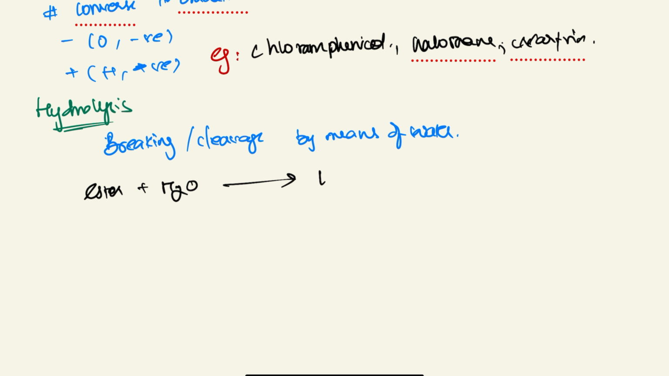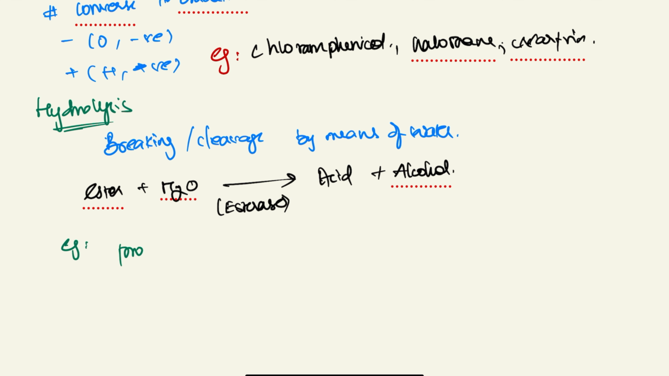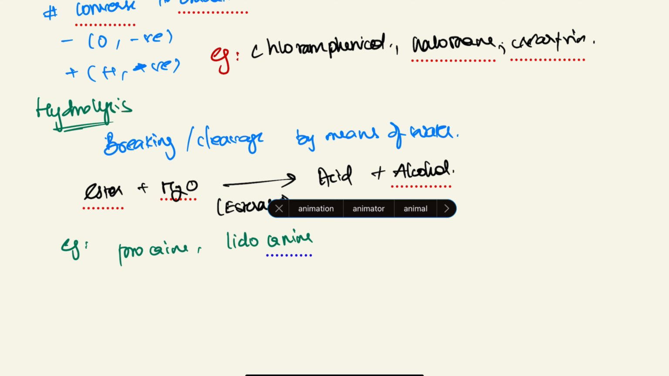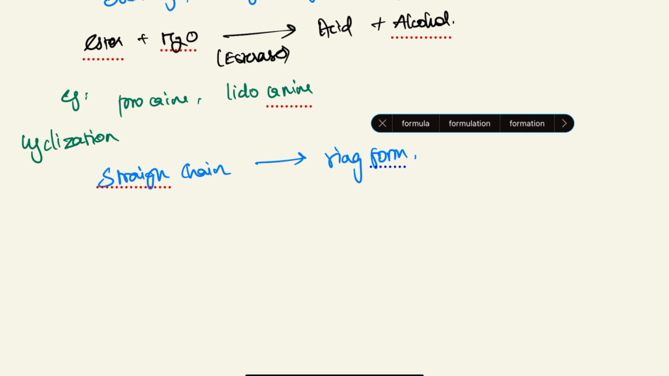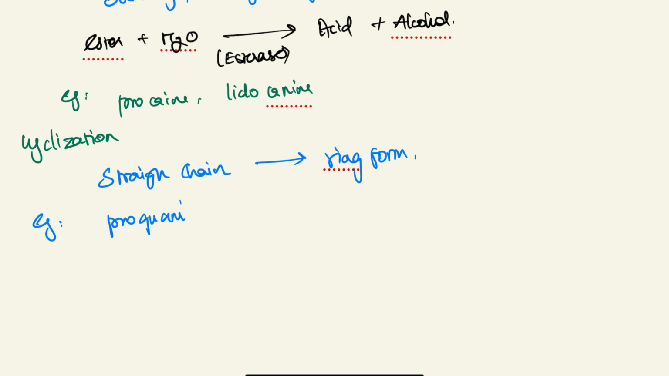Now coming to examples, we can remember a mnemonic, water can. Water will represent the term hydrolysis, and can will be similar to cane. So we can remember the examples as alkanes, procaine, lidocaine, and procainamide. Next comes cyclization. As the name suggests, it's the conversion of straight chain compounds into cycles. Example, conversion of proguanil, which is a straight chain compound, into cycloguanil.